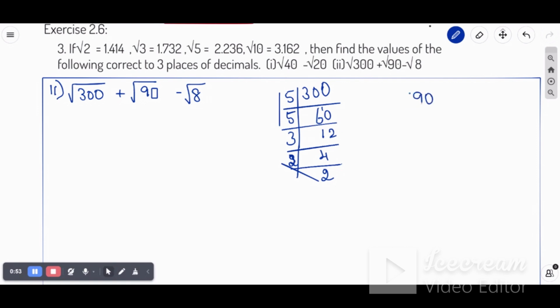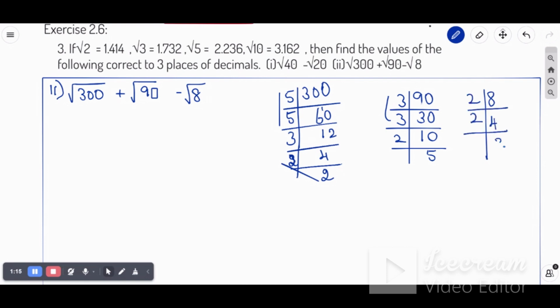And for 90, let us see what we can do. We can do 3. 3 threes are 9. You can start with any number, but make sure that it is a prime number, to avoid any confusion. So 2 and 2, again this is a 5. Here what we have got is at least 2 squares. And then 8, as such, is nothing but 3 times 2. So anyways, I'll write it here.